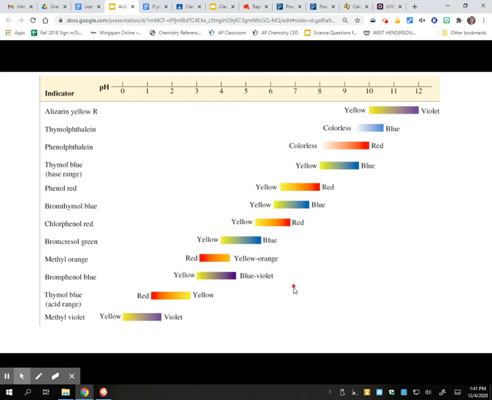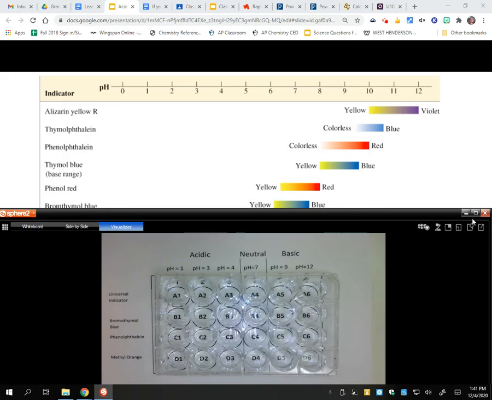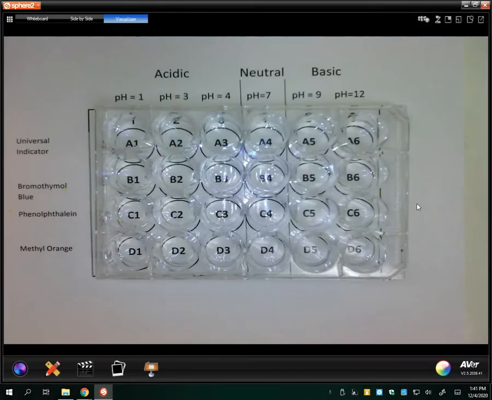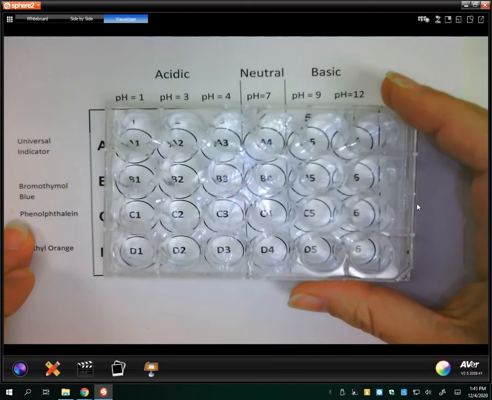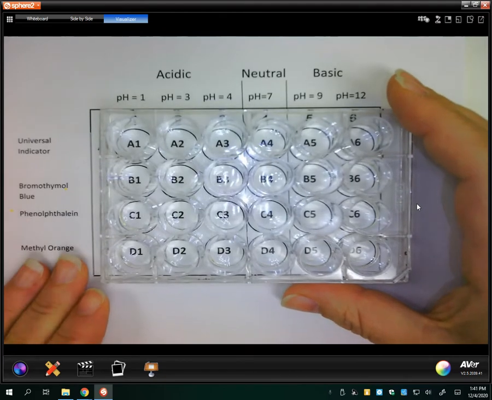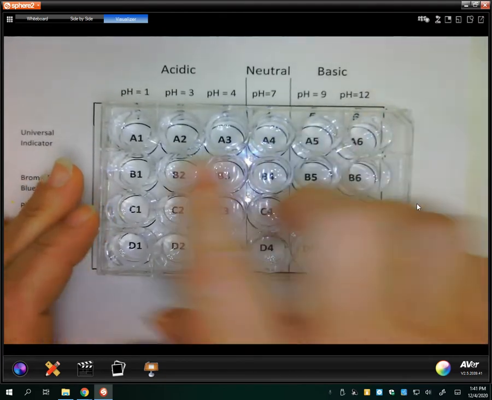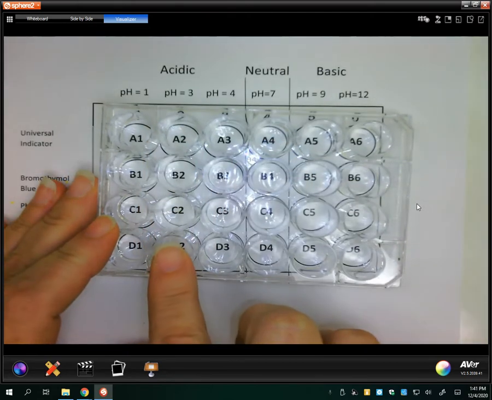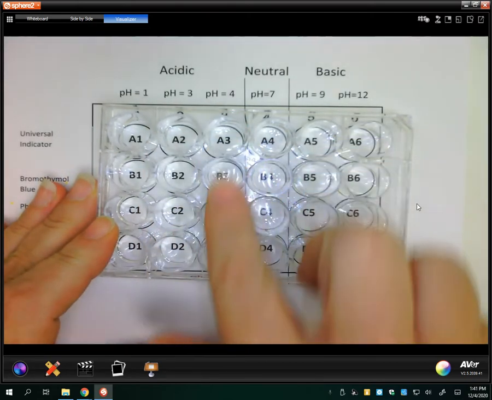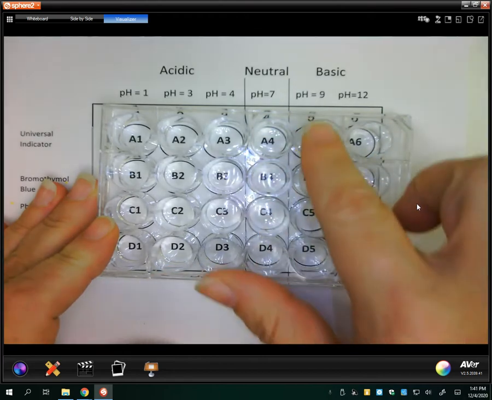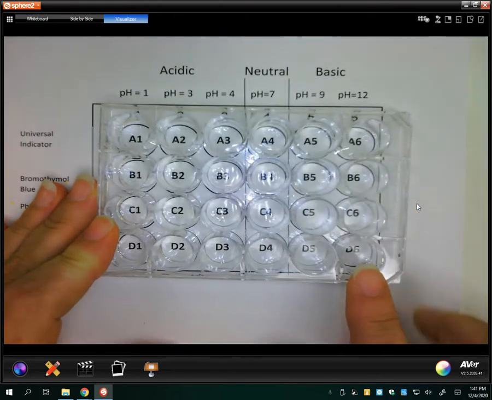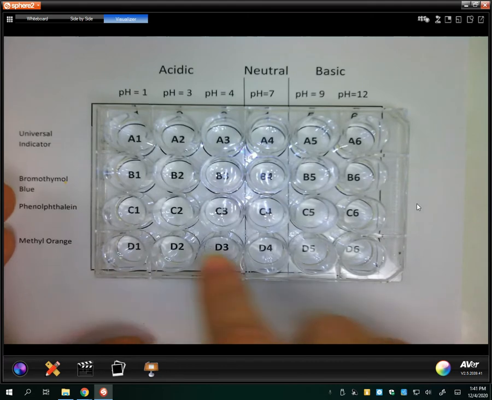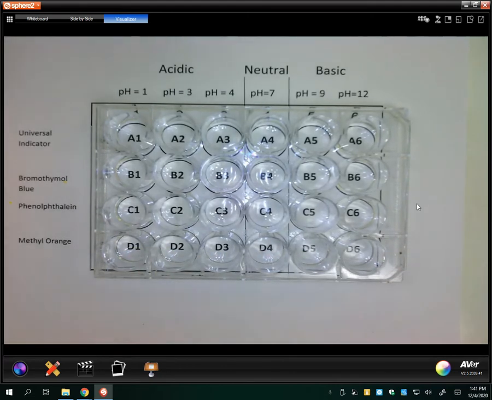I have 4 different indicators that we're going to look at, and I have some solutions already put in there. You can see them moving around. Everything in this column is a pH of 1. Everything in this column is a pH of 3. This is 4, 7, 9, and 12. I'm going to add different indicators so you can see what they do as you go across the pH scale.